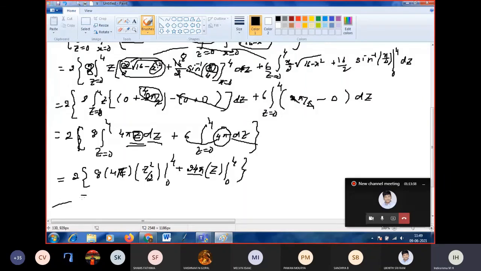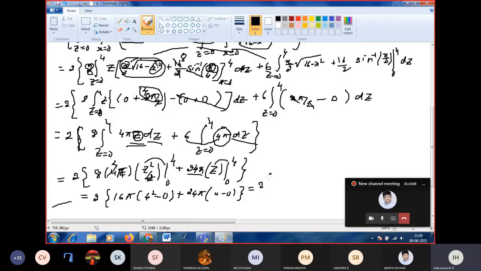Now simplification, which is equal to 2 into 2 ones are 2, 2s are 4 cancelled, 8 2s are 16. 16 pi into, apply the upper limit, 4 square minus 0 square is the lower limit. Correct? Are you getting? Next, apply the upper limit, put z equal to 4, 4 minus 0.